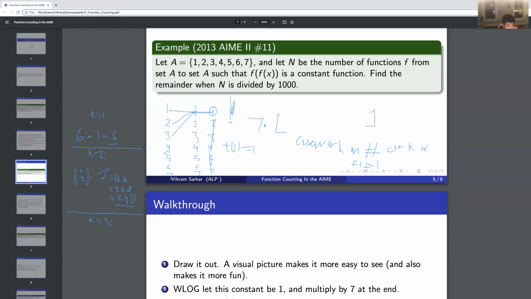If k equals 3, then that lets me know really 2, 3, 4 go to 1. Then 6 choose 3 ways to choose the things, right? And 5, 6, 7 must go to 2, 3, 4. So 3 choices, right? And there are 3 of 5, 6, 7, so 3 cubed. 6 times 5 times 4 over 3 times 2 is 20. And 3 cubed is just 27. So this is 540.